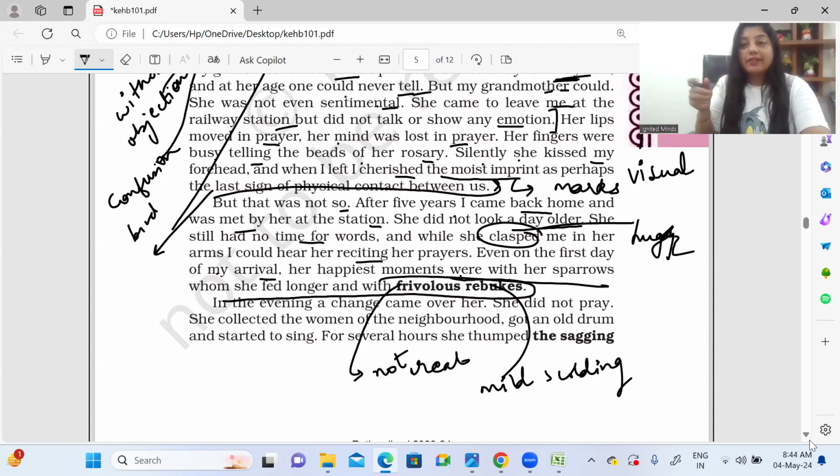Okay, she was reciting her prayer when she went to see the narrator. She hugged him also, and when she came back, she again started feeding the sparrow for half an hour. And frivolous rebuke here means she used to scold the birds.